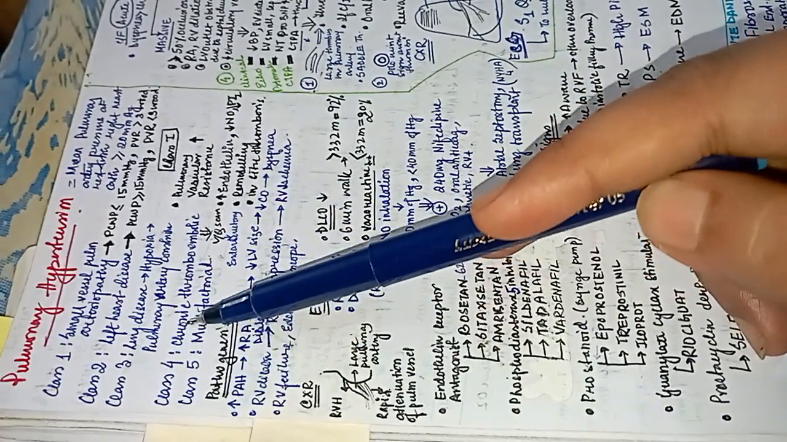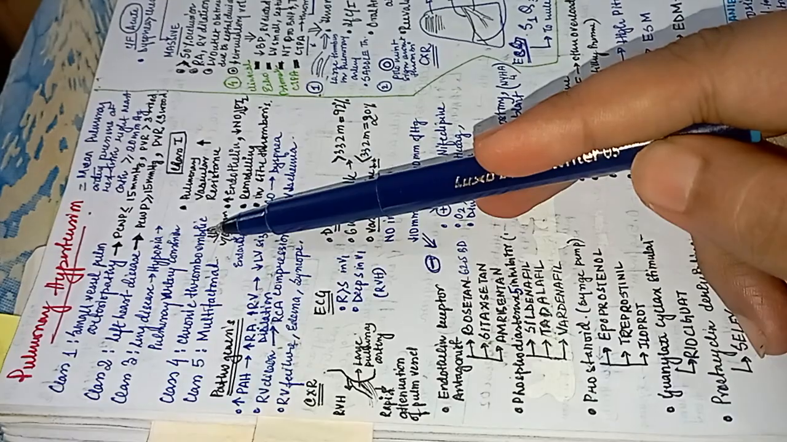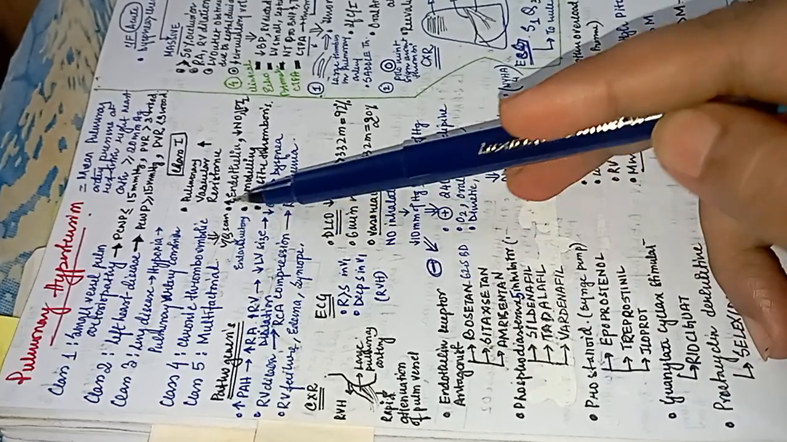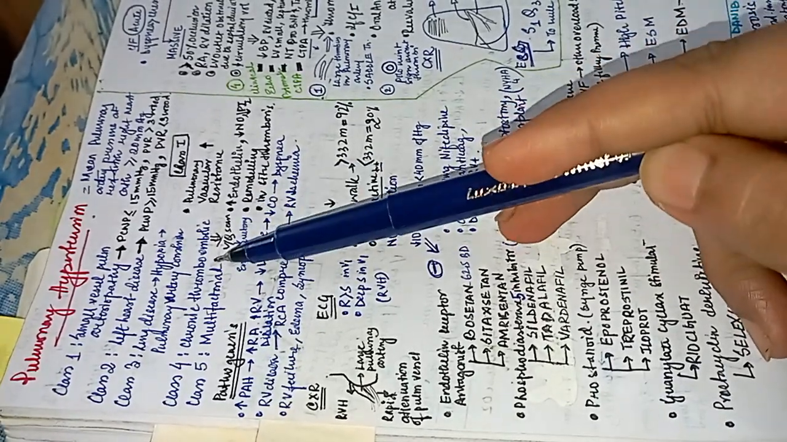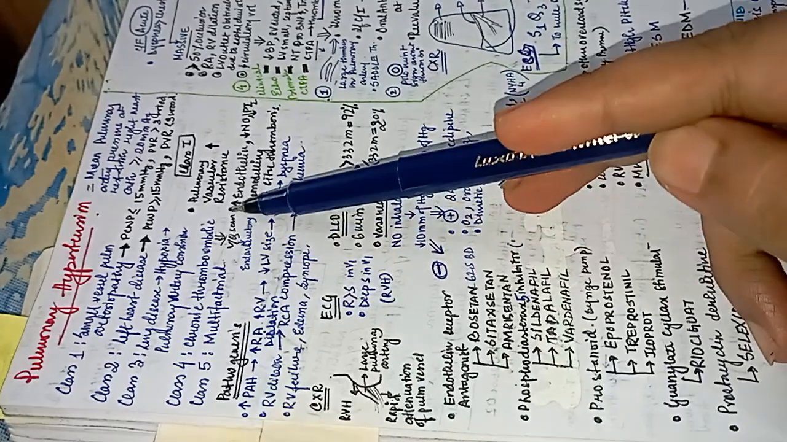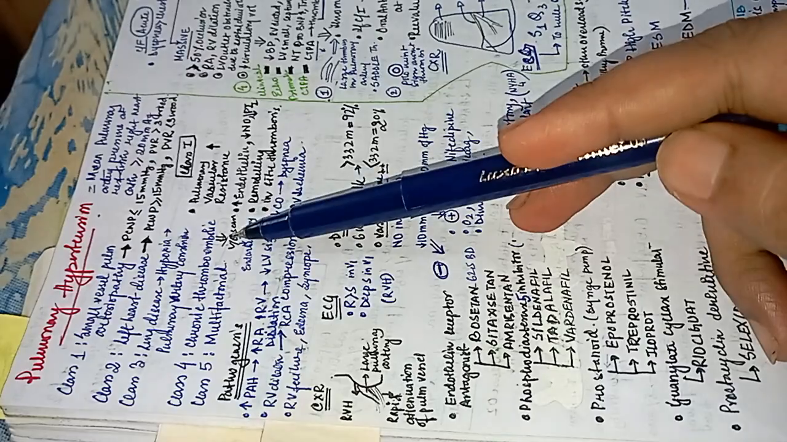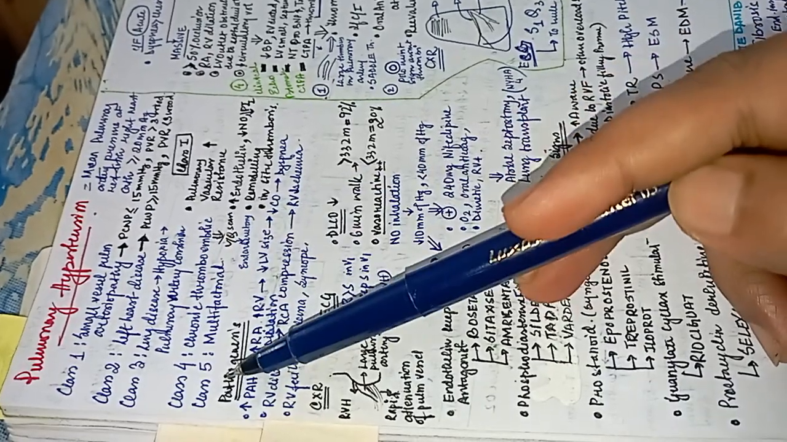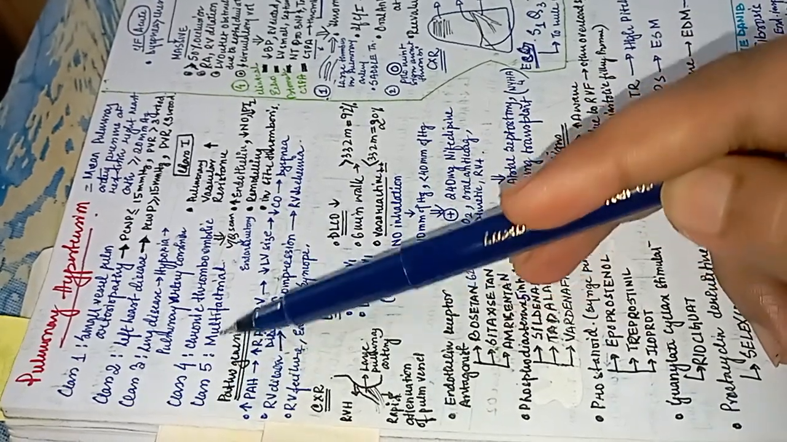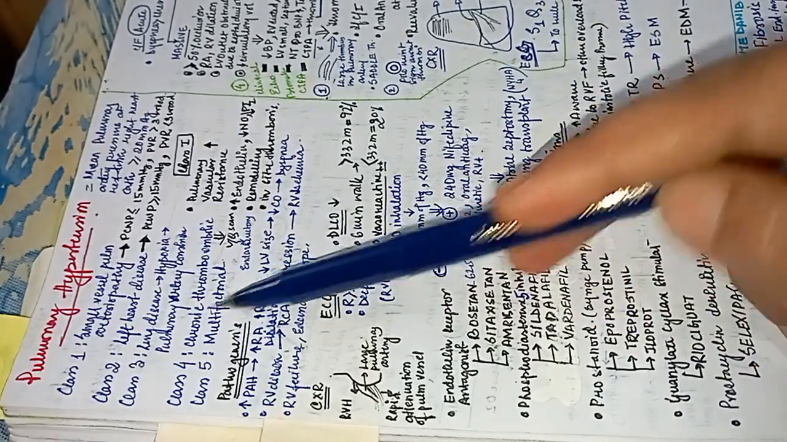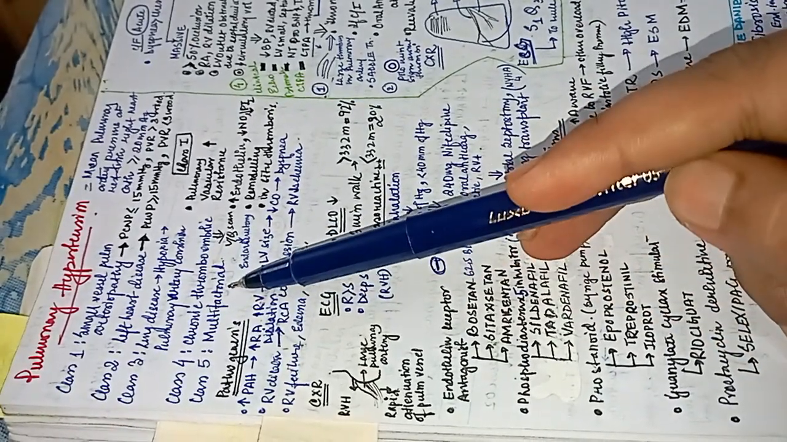Class 4 is chronic thromboembolic, that is, the perfusion is decreased. A V/Q scan is done for this. And class 5 is multifactorial. All of these or some of these will be present.